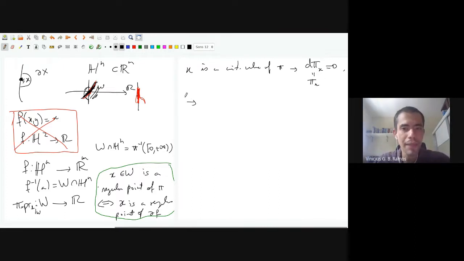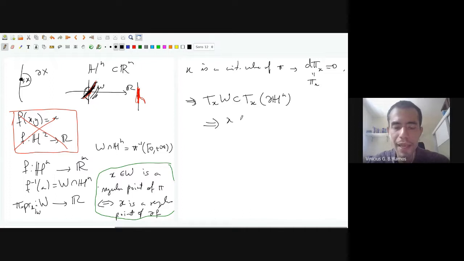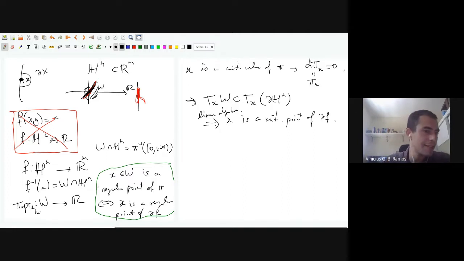That will imply that the tangent space to W is actually contained in the tangent space to the boundary of your Hn. And this will give you a contradiction with being a regular point of f. So this will imply that X is a critical point of the boundary of f. Okay, this is just by some simple linear algebra. This is exactly the case of the non-example that I gave you last time, but this is true in general.